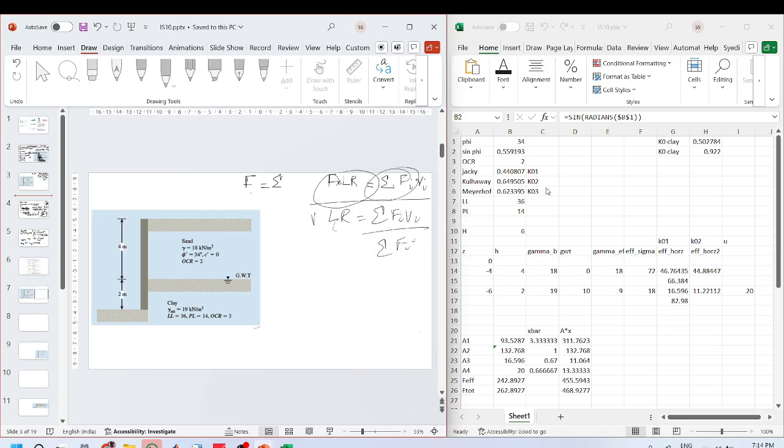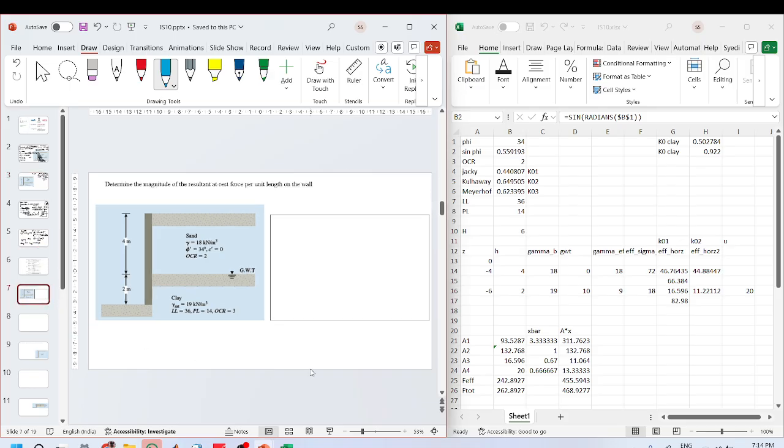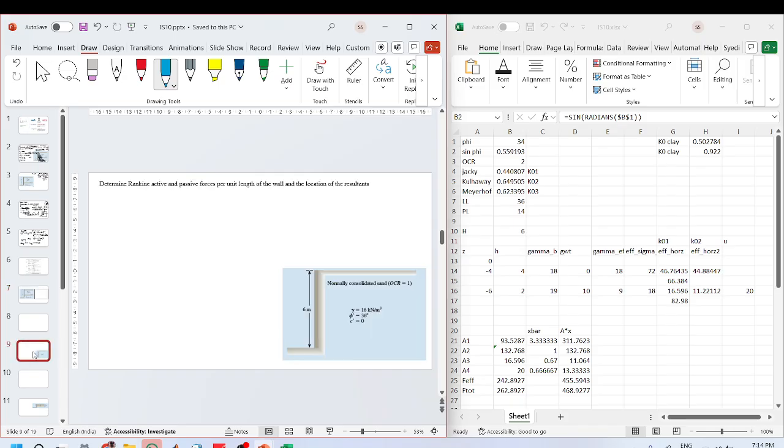Was this clear, this difference in the results? Yes, madam. Okay. Madam, can I ask one more question? Yes. Why in Indian textbooks is the K-naught condition not discussed for clay soils, madam? K-naught condition is very important for clay soils. But Indian textbooks go for only active and passive cases when using Bell's equation.